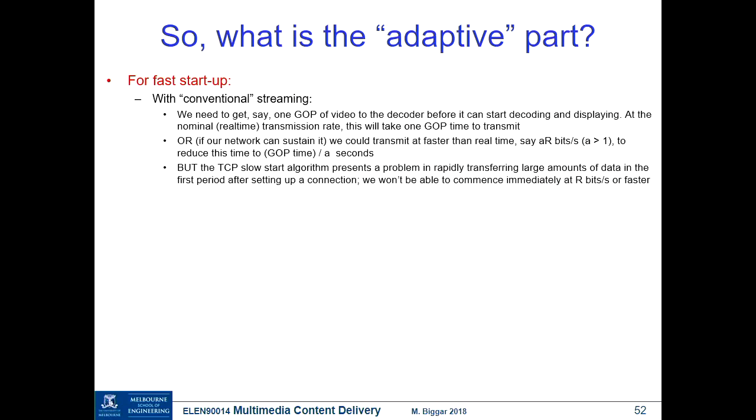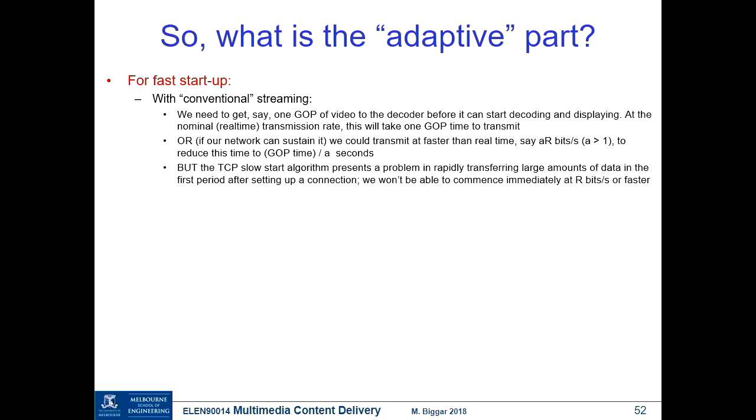So for fast startup, how do we achieve that? With conventional streaming, let's say we decide we want at least one GOP, group of pictures of video, before we start decoding and displaying. So we can only get that if we wait one GOP of time to transmit it. Or we might be able to send faster than real time to reduce that.